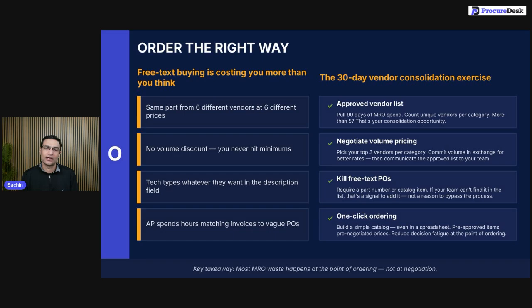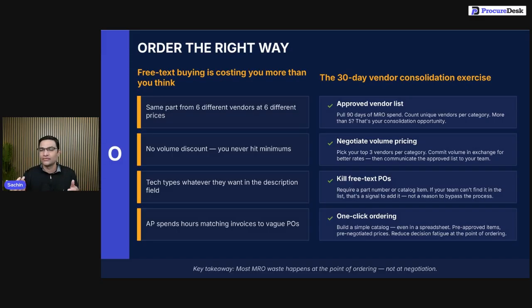Now let's look at the third step, which is O, order the right way. Now the problem with MRO is, since you're buying hundreds of parts or thousands of parts in some cases, if there is no standard way of buying, people will put generic descriptions on what they're looking to purchase. For example, stuff for the machine. Now, what the stuff is depends upon who put that in, right? So, if AP is looking at an invoice from a vendor and the requisition says stuff for the machine, it's very hard for them to match. It creates friction in the process and increases the cycle time for processing invoices.